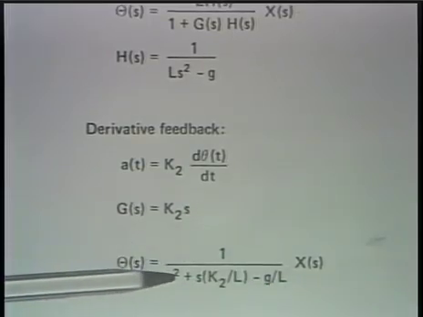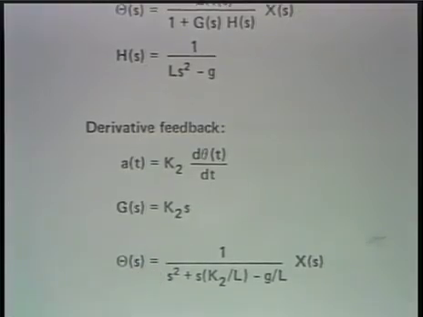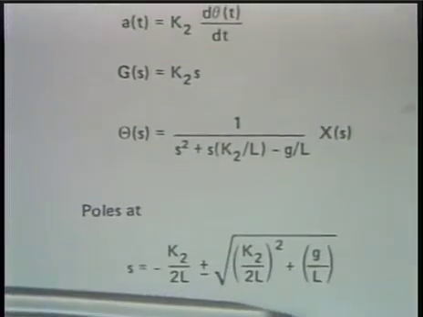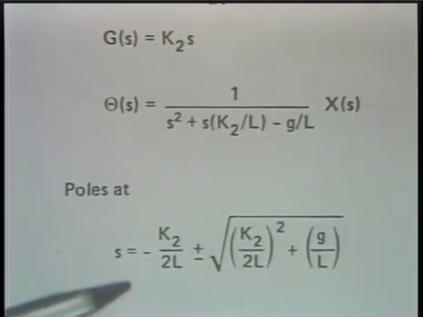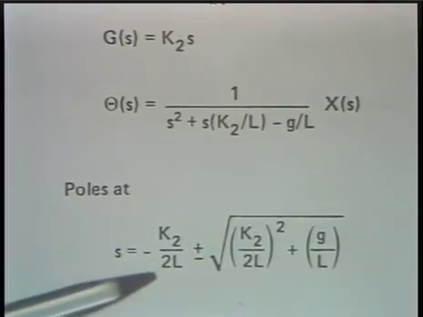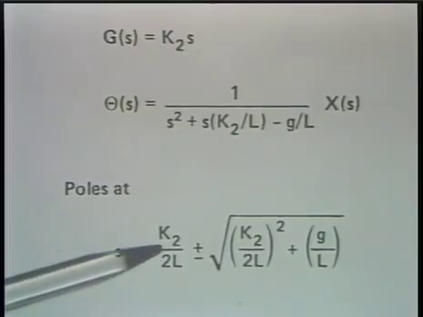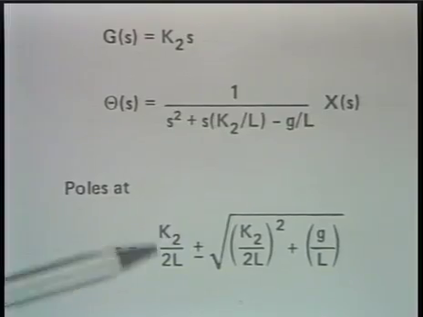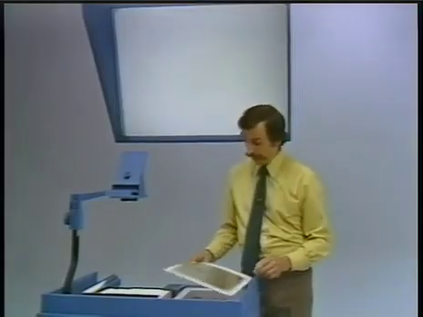And if we solve again this second order equation for its roots, that tells us that the location of the poles are given by this equation. And so now what we would want to look at is how these poles move as we vary the derivative feedback constant, K2. So let's look at the root locus for that case.